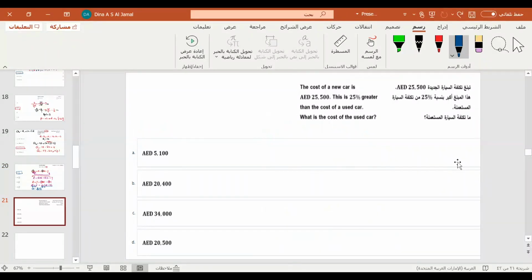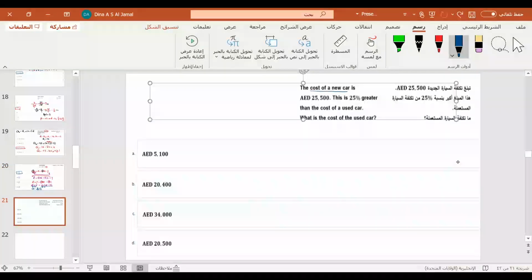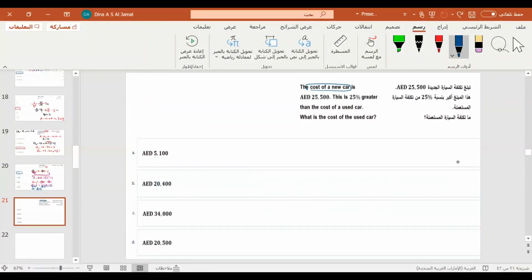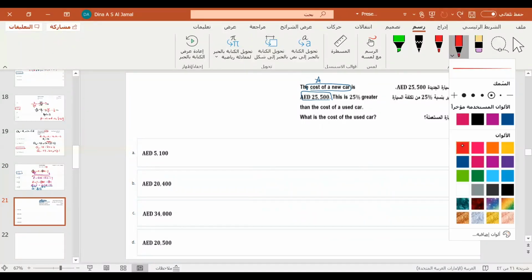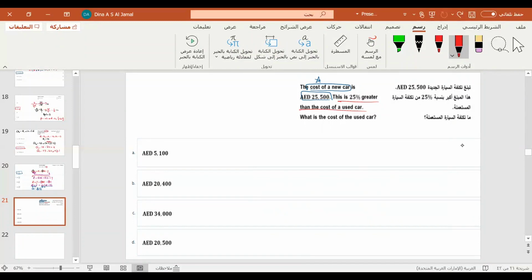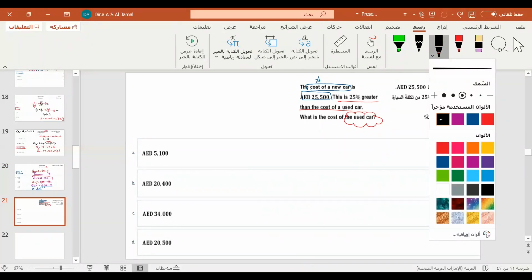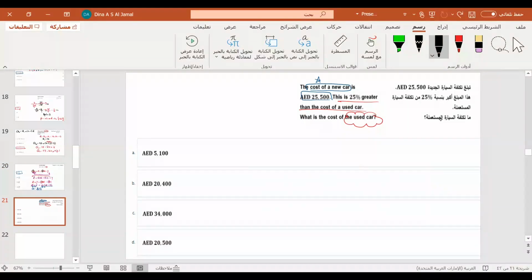It's all about the percent of a change. The cost of a new car, it's all about 25,500. So this is all about the new car. And pay attention to the word new. This is 25% greater than the used car. So he would like to have the cost of the used car. So the used, we can put it as the old, and the new will be our newest car.